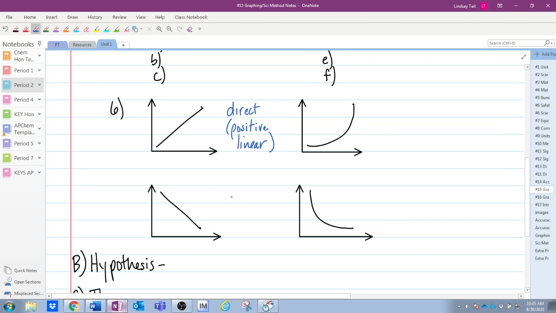So here, we would say that this is a negative linear relationship. We don't have another term for it, just negative linear.